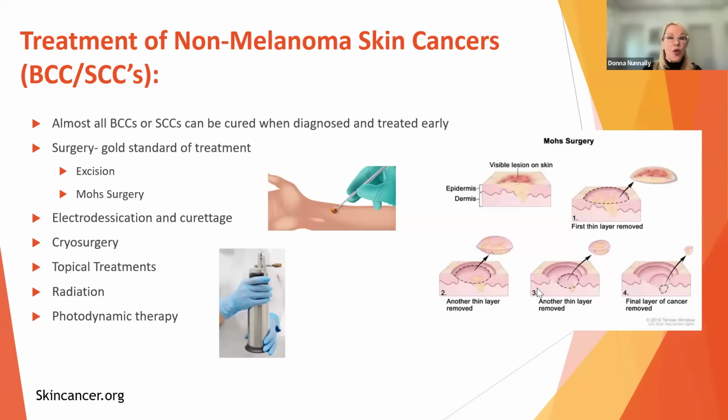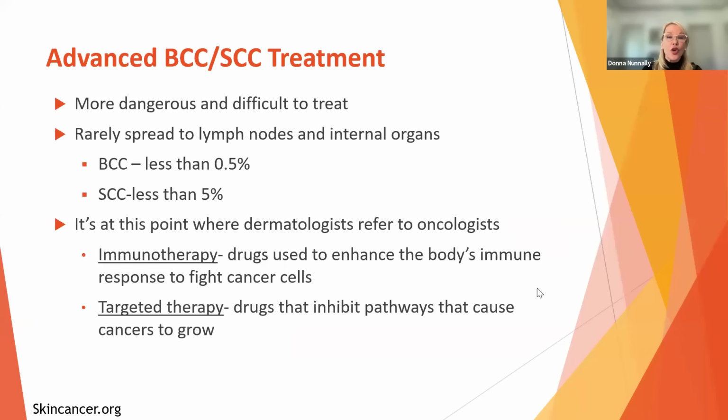Advanced basal cells and squamous cells means they're locally invasive or they've spread to lymph nodes and/or internal organs. When advanced, they are more dangerous and much more difficult to treat. Fortunately, this is very rare. In basal cells, less than 0.5% become advanced, and in squamous cells, less than 5%. If this happens, it's at this point where dermatologists refer to oncologists who use immunotherapy and targeted therapies.